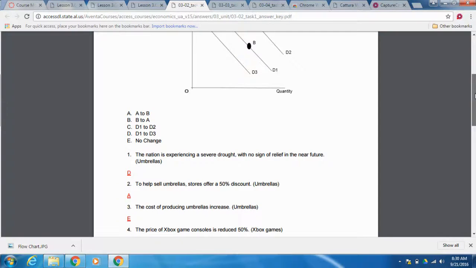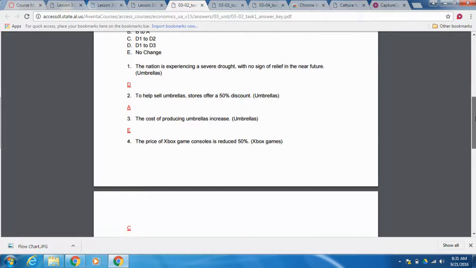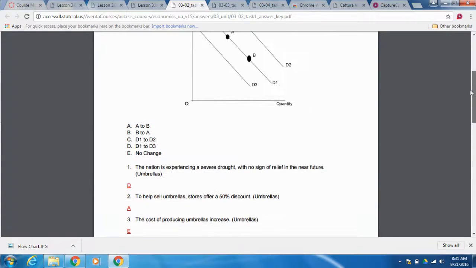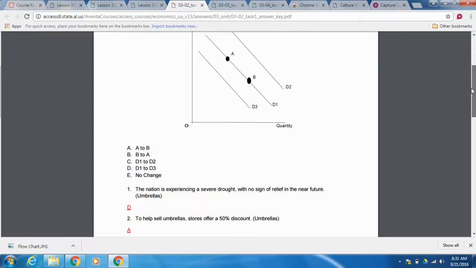Okay, the price of Xbox game consoles is reduced 50%. So what's going to happen to Xbox games? Ooh, we got to go down a little bit. That's going to be C. There's going to be an increase in demand. This is why. Game consoles, Xbox consoles, and Xbox games are complements. Okay? Xbox consoles are now cheaper. More people are going to go buy an Xbox, which means they're also going to have to go buy games for their Xbox. So the demand is going to increase.